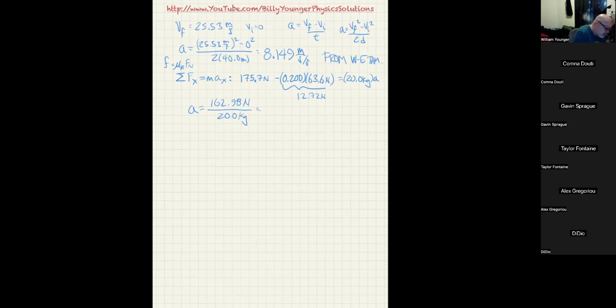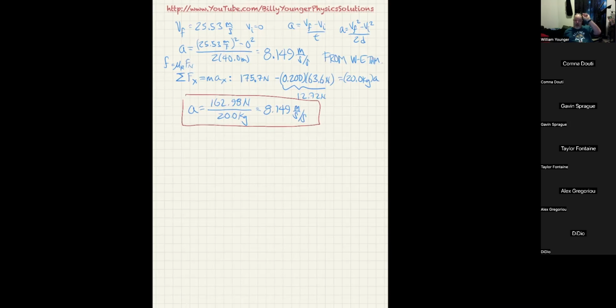And lo and behold, I get exactly 8.149 meters per second every second. So that's sort of our evidence that even though these are entirely different methods, evidently the physics is sound.